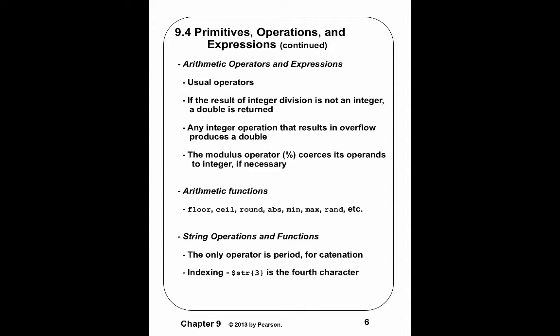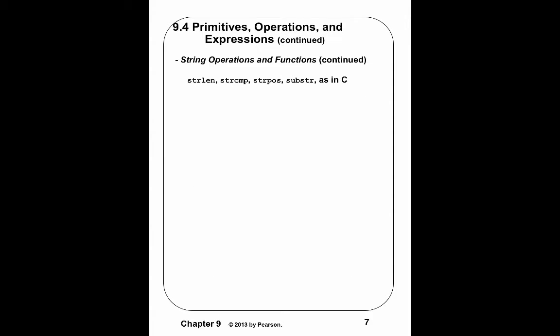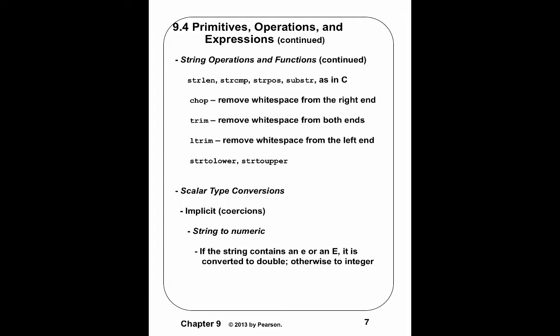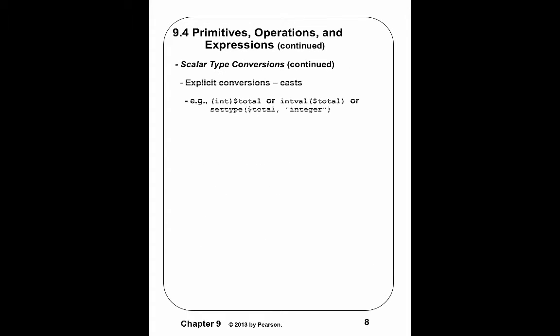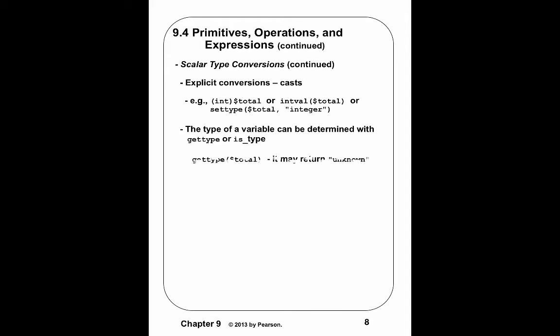You can also look for the fourth character because it starts from 0: 0, 1, 2, 3. You can look for the fourth character of a string using indexing, like index notation. And here's a whole bunch of string functions. You'll find that in the programming language C. String to numeric, some are implicit, some are explicit conversions. You can also do explicit conversions using casting, just like in some other programming languages, but we won't worry too much about some of these here.